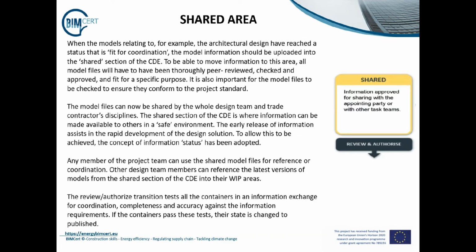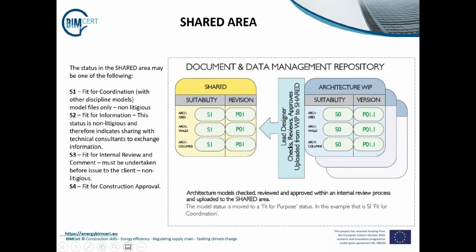As with the work in progress folder, there are significant checks and reviews put in place in order for information to pass from the shared folder to the published folder. This involves a review, authorized transition that tests all the containers in an information exchange for coordination, completeness, and accuracy against the information requirements. If the container passes these tests, its state is changed to published.